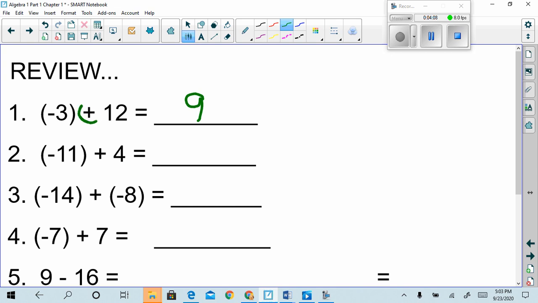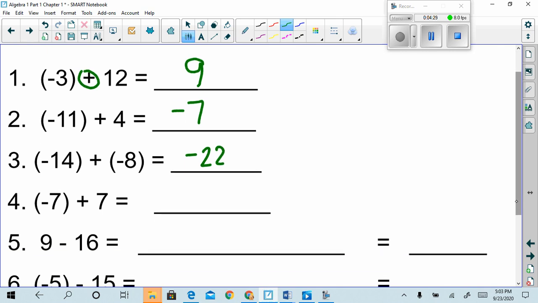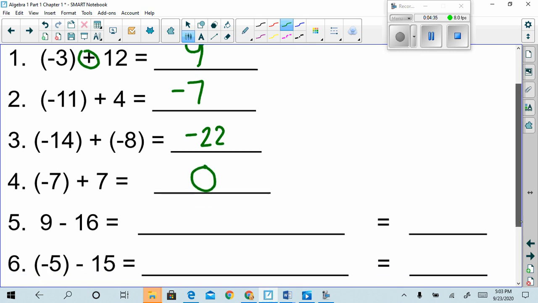Always look at your operation symbol. Again, I have another addition. With unlike signs, I will subtract and keep the sign of the greater absolute value. Number 3 tells me that the signs are the same, and when the signs are the same, I'm just going to add and keep the sign. In number 4, I am looking at additive inverses. Any number plus its additive inverse will be 0. And we've practiced that one quite a bit.